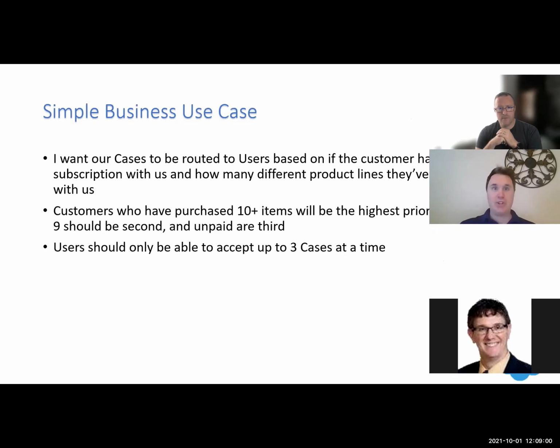So here's our use case for the day. I want our cases to be routed to users based on if a customer has a paid subscription with us and how many product lines they've purchased with us. If a customer has purchased over 10 products, they'll be the highest priority. If they purchase between 1 and 9, they'll be second in line. And if they haven't purchased with us, it'll be considered the third tier. And users should only be able to accept up to 3 cases at a time, because we want to make sure that our agents aren't getting overloaded. They're not taking more cases than they should be. So we want to restrict it to 3 at a time.